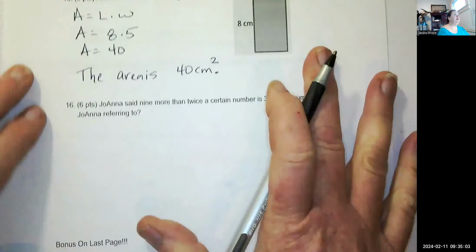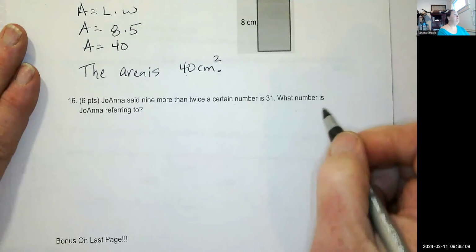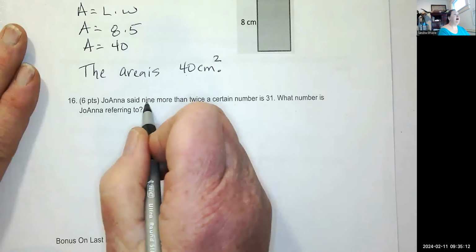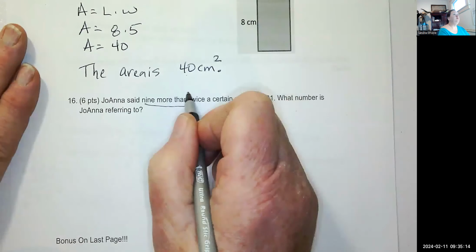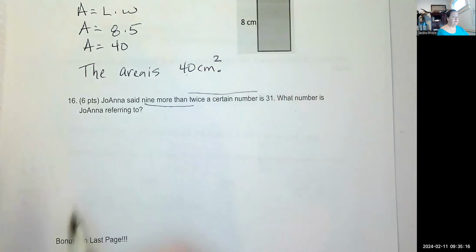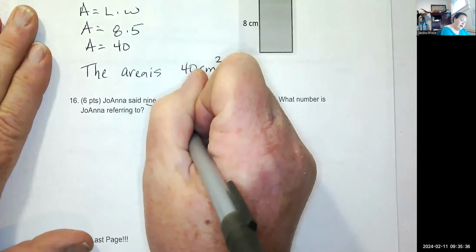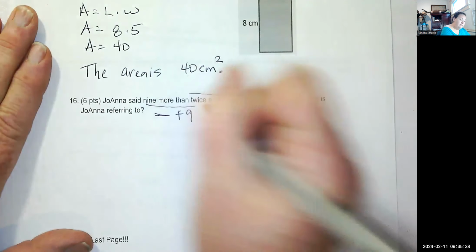All right, Joanna said 9 more than twice a certain number is 31. What is Joanna referring to? So 9 more than twice a certain number. If I have an apple and I say Joanna has 3 more apples, 3 more than me, then that's taking what I have and adding 3. So that's taking what I have and adding 9.